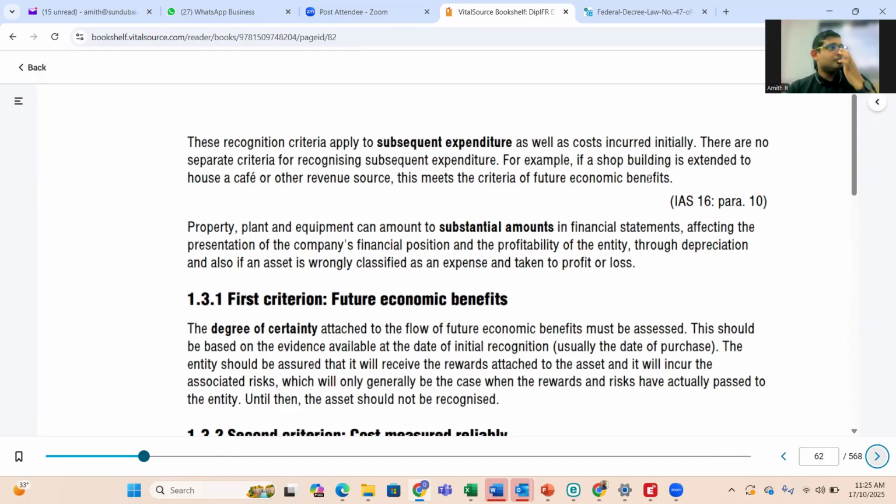That expenditure results in bringing economic. No. Wait. So I'll give you an example. Let's say that you have a bike. Okay. Now you are doing a repair of the bike. It broke down and you're doing a repair, or you're just doing a general repair. Can I capitalize it? Can I add it to the cost of the bike, which is already my PPE?